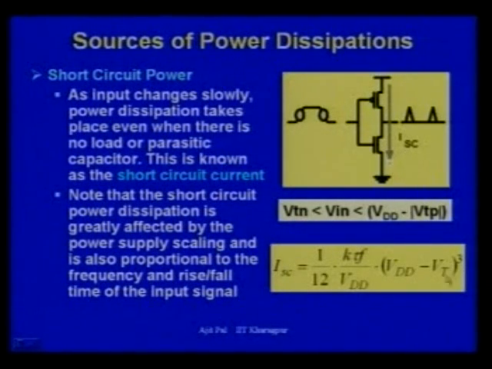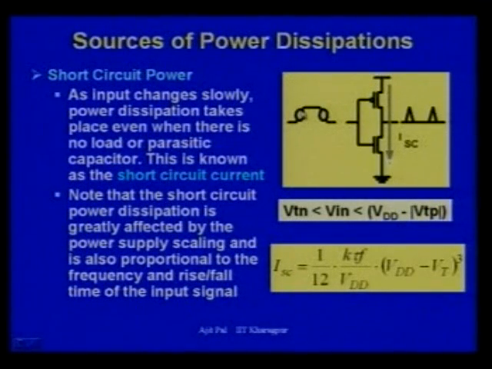That means VT is the threshold voltage of both the NMOS and PMOS transistors, which has been assumed to be equal here in this case. That means VT is equal to VTN is equal to VTP. Now, we find that this power dissipation is heavily dependent on the supply voltage, because there is a cubic relationship. It is dependent on the frequency of operation. It also depends on tau. What is tau? Tau is the rise time and fall time of the input signal.